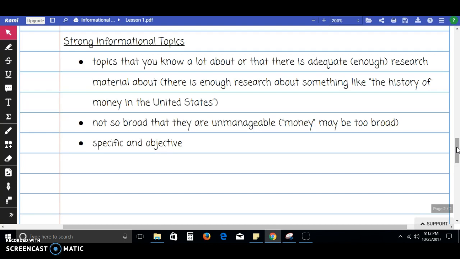But you also want to make sure that your topic isn't too broad. For example, the topic of money might be too broad because that's going to talk about money through all of time, money all around the world. You want to make sure that the topic is something that's interesting, but not so large that you can't tackle it in 5 paragraphs. So that means that your topic needs to be specific and objective. You need to know exactly what you're talking about, and it needs to be something that you can tackle in 5 paragraphs.